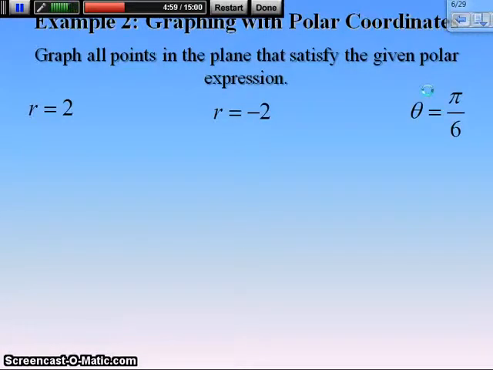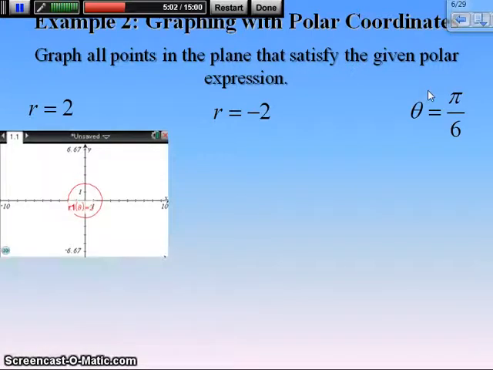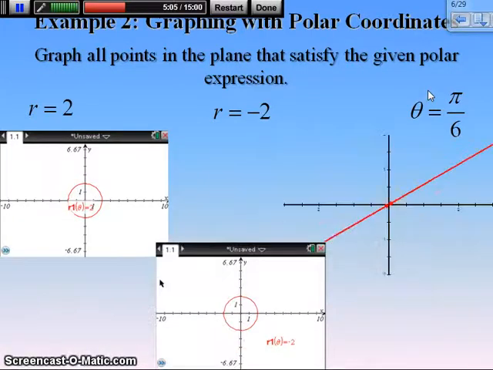Now, graph all the points in the plane that satisfy the given polar expression. These, ladies and gentlemen, are ones that you're going to sketch on your calculator or perhaps some other device. These first two I did just on my TI Inspire calculator. When you go to polar graphing, you do get the r equals menu. So you can type in r equals 2 and graph, and you see it's a circle of 2. So r equals 2 is technically a circle of radius 2. r equals negative 2 is a circle of radius negative 2, but again, negative 2 radius is still just 2.